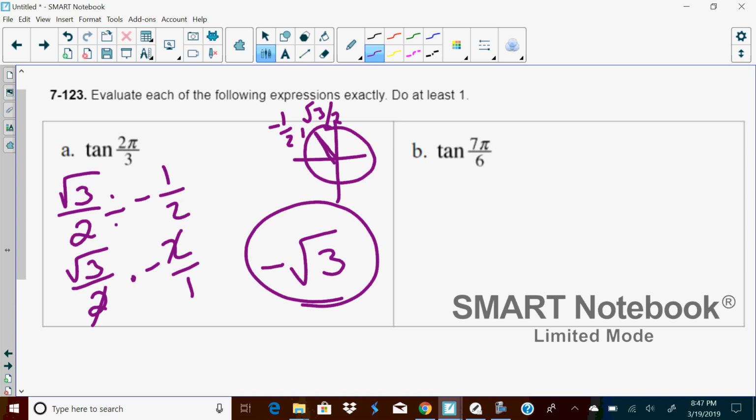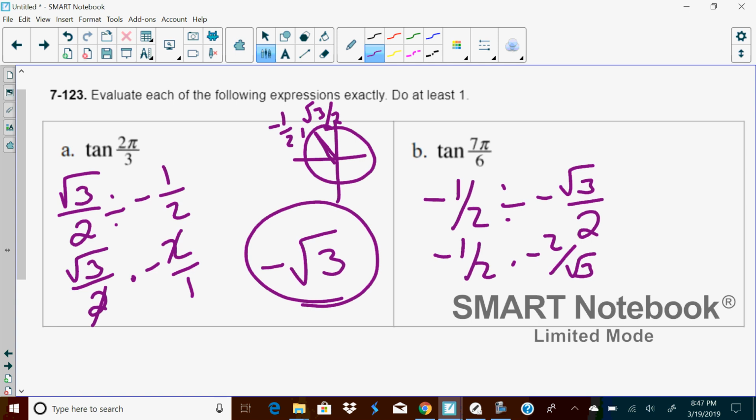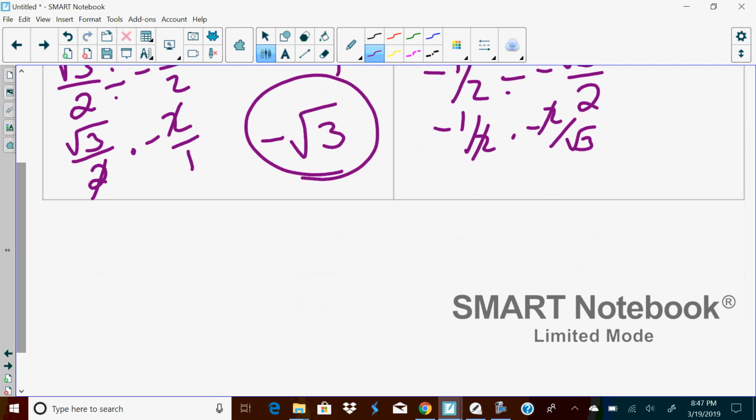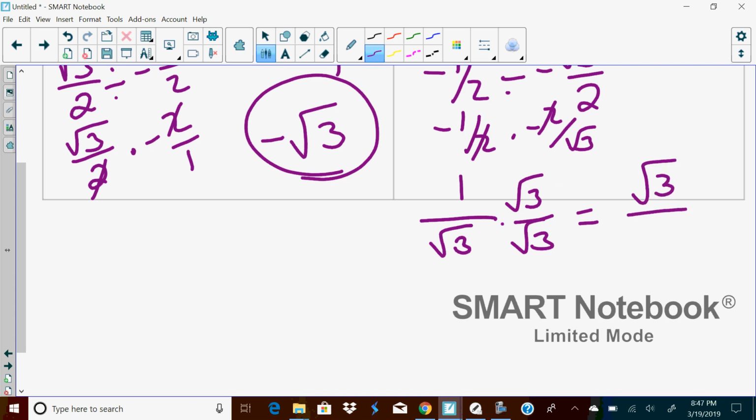Tangent of 7 pi over 6 is in the negative area, so the sine is negative 1/2. If I look at my unit circle, cosine is the negative square root of 3 over 2. So if I do negative 1/2 times negative 2 over the square root of 3, these would cancel. So negative divided by negative is positive, so I get 1 over the square root of 3. I rationalize it to get the square root of 3 over 3.